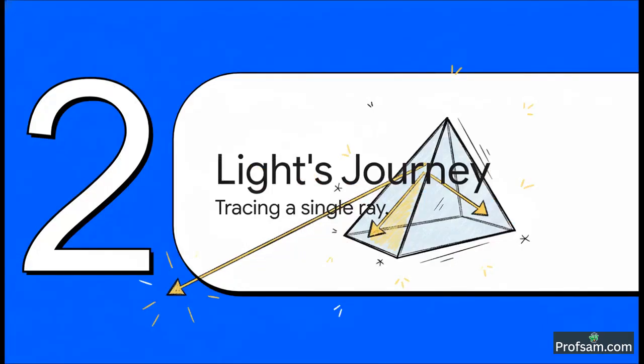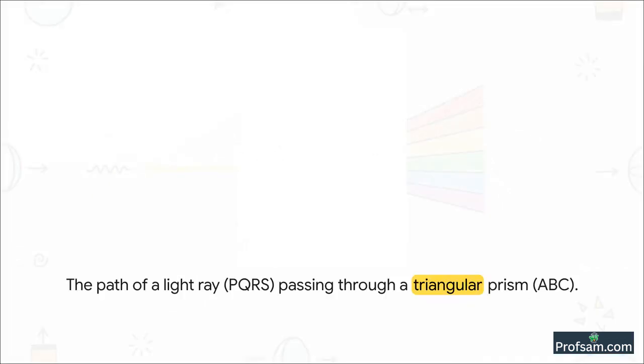Right then. Now that we understand why light bends, let's get to the main event. Let's trace the exact path a single ray of light takes when it travels through a good old triangular glass prism. Okay everyone, eyes on the screen. Look at this diagram very carefully. This is the standard ray diagram that you absolutely have to know for your exams. You have to be able to draw it.